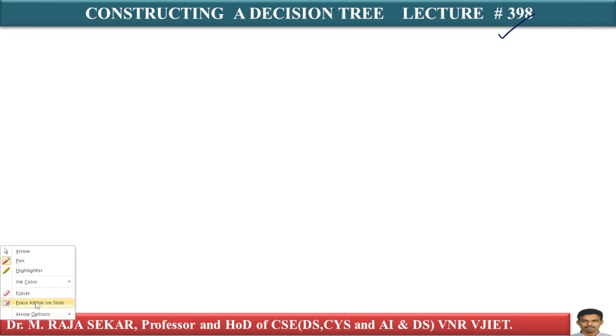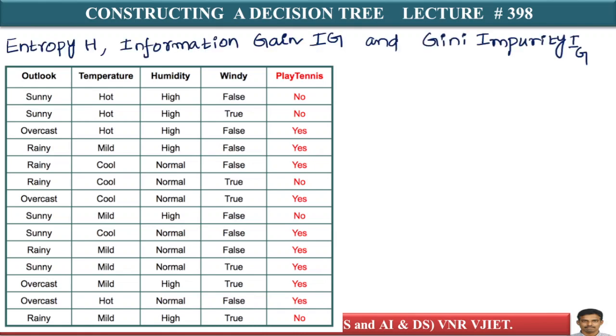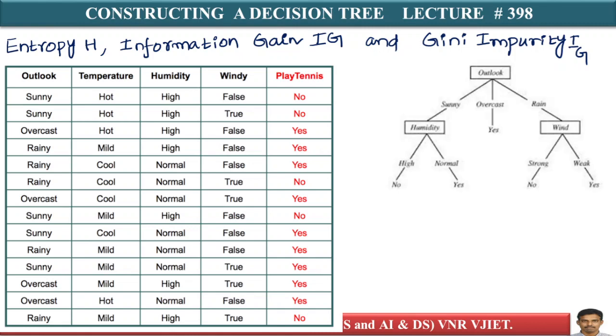In this lecture, we will try to understand constructing a decision tree. Since we learned a bunch of concepts like entropy, information gain, and Gini impurity, we will use all of these concepts to learn how to construct a decision tree. When you construct a decision tree, we construct it in a top-down approach. We start at the very top, and here we are starting at Outlook.